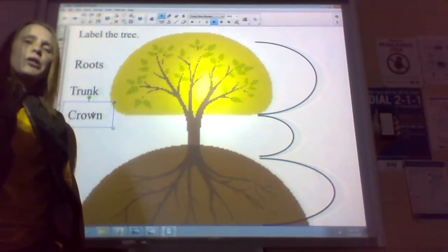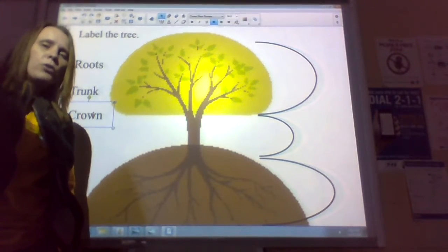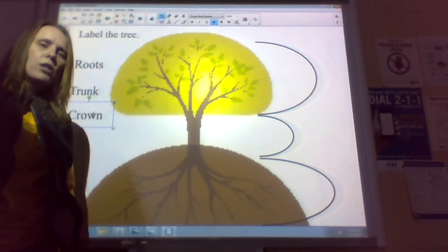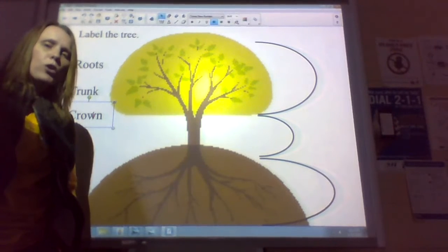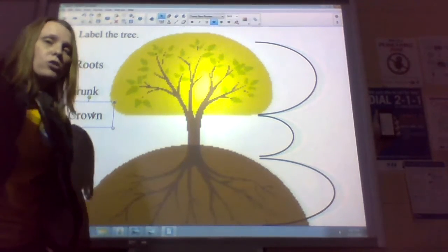I'm here today to tell you a little bit about the parts of the tree and their functions. I'm going to do it in a few different segments because the video becomes too large for me to publish for you. So we're going to start off by looking at the tree itself and its functions in general.